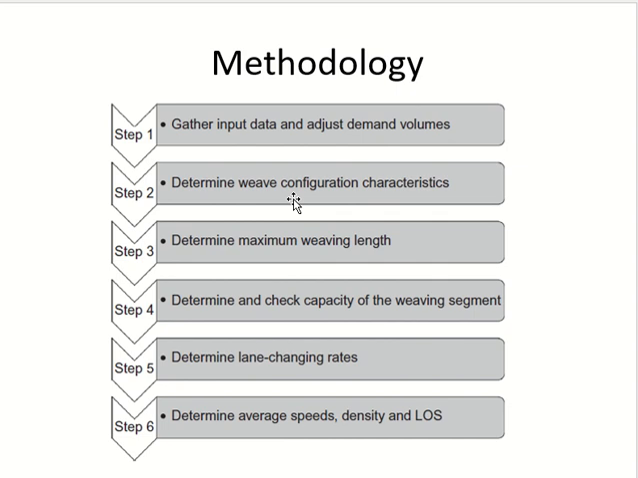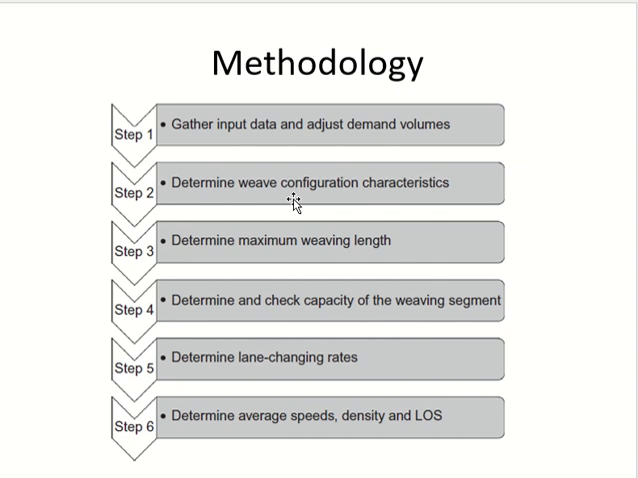Then you will treat it as two separate segments. The on ramp becomes a merge segment. The off ramp becomes a diverge segment. So you will treat it as two separate segments. If the actual distance is less, then the whole on-off becomes one segment. That is weaving. Again, check the capacity. If it is more than capacity, it is F; if not, then we will continue. Find out the rate of lane changes. This is the lane changes per mile.